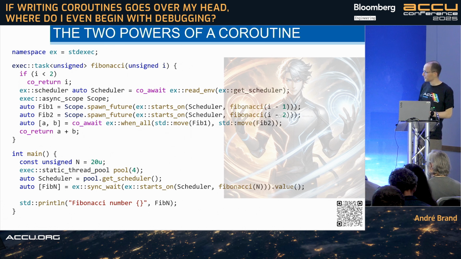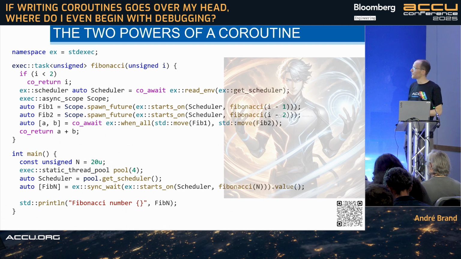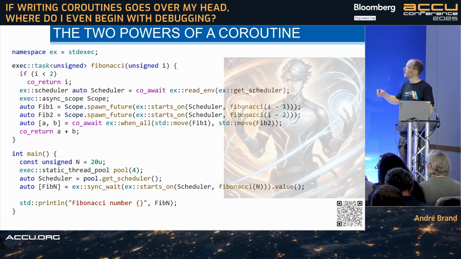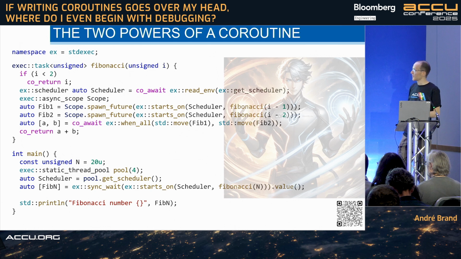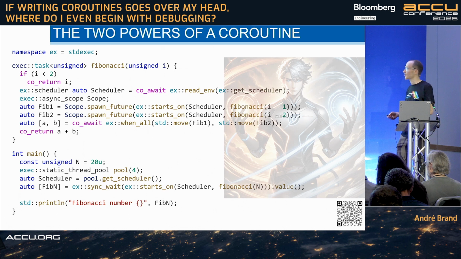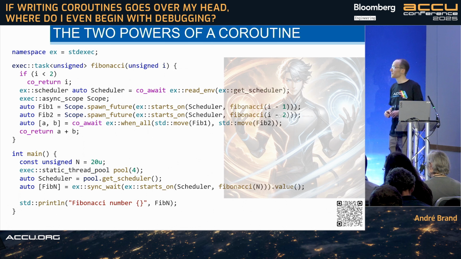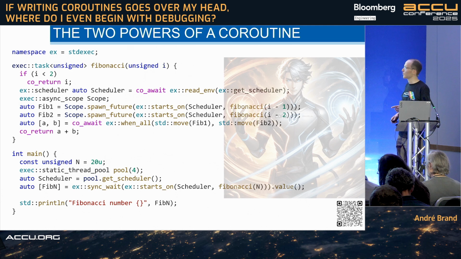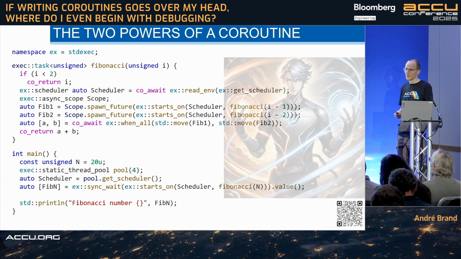Oh, and another point I should mention, this is based on the senders/receivers proposal, which relies on a concept called structured concurrency. And this is why we have the scope here. The scope ensures that we await on our children. So it kind of makes sure that the parent outlives its children, so we can recover some stack traces, for example.